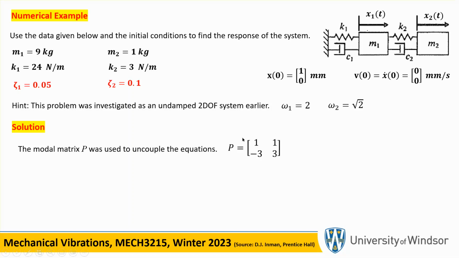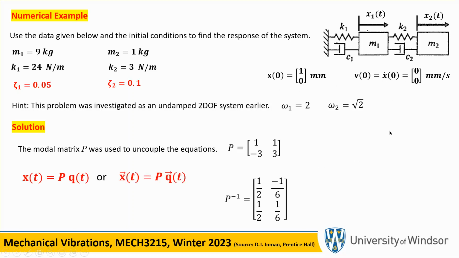Get these mode shapes, put them in the matrix P, and you get your modal matrix. You need the inverse of the modal matrix because we want to find the initial conditions out of these two. So here's the transformation. The physical coordinate is the modal matrix times the modal coordinates. If you want to write it with an arrow, it means these are vectors really. This is not scalar. X is x1 and x2, and q is q1 and q2.